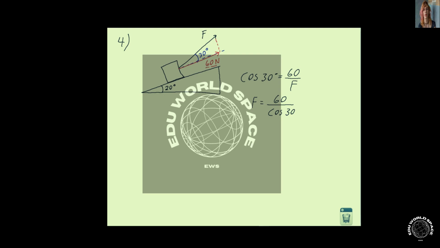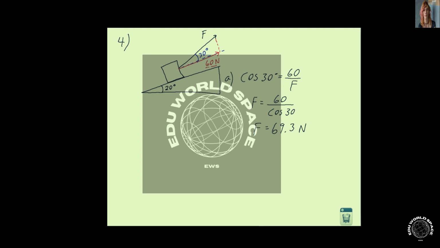So how hard do we have to pull? We got to pull at 69.3 newtons. So F equals 69.3 newtons. And this was part A of the problem, by the way. Part B says, what is the component perpendicular to the ramp if you are pulling at that same force?